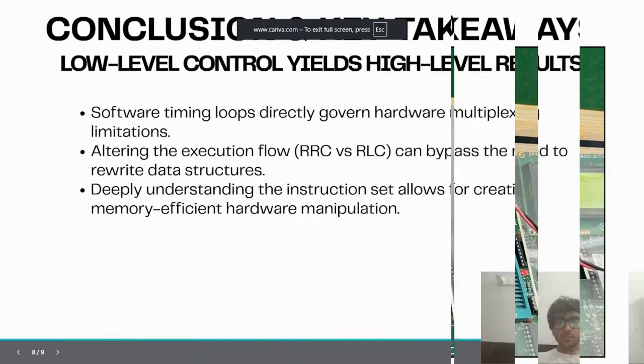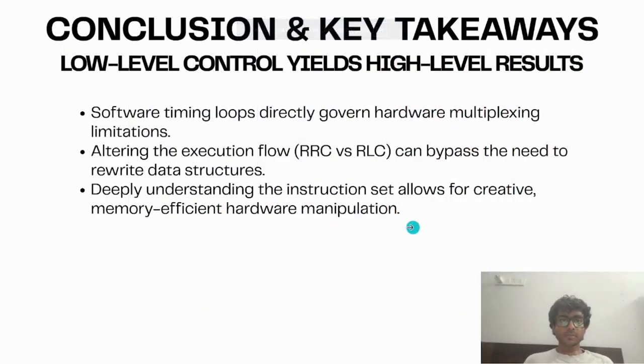So we were able to see what the changes were, and here we have the final conclusion and the key takeaways. By utilizing the software and hardware together, we can easily make our tasks easier. In this case, we were able to change the execution flow, and we were able to simply rewrite the data structures. Apart from that, we were able to understand different instructions, and it helps us to understand the opcodes that were there in the code.